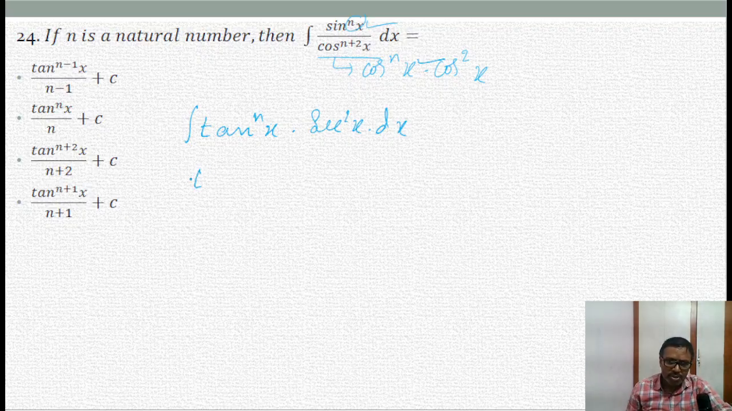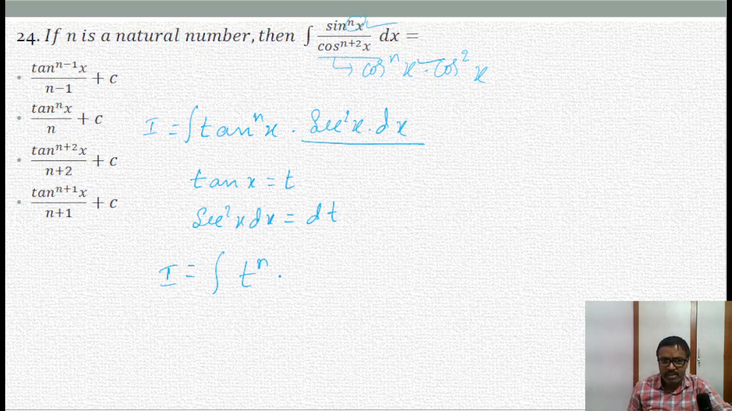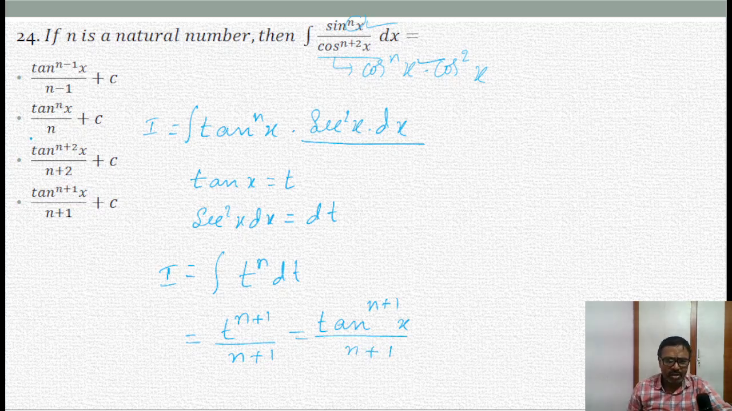Now we will go by the substitution method. Put tan x is equal to t, and we know that the differentiation of tan x is secant square x dx, which is equal to dt. So let us take the integral as I. The integral will become integration of t to the power n, secant square x dx is dt. So your solution is t to the power n plus 1 divided by n plus 1. That's it. So t is tan x, so it is tan to the power n plus 1 of x divided by n plus 1. Very simple and straightforward question, friends. Plus you can write C.